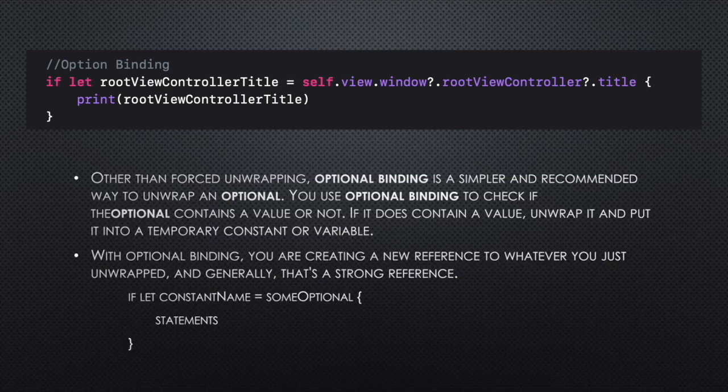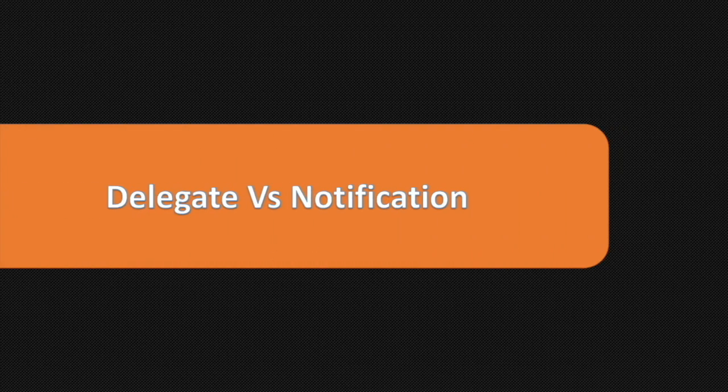Here we have an example. If let constant name equals some optional value, and then some statement. If this optional value has some value, then we'll have that value in the constant name, and you can use it in this block of code. If it does not have a value, then it won't even come here. It will go to the else block, if you want to handle that as well.